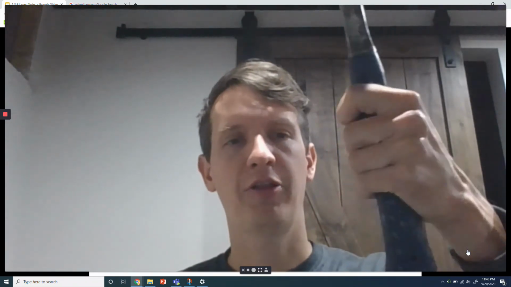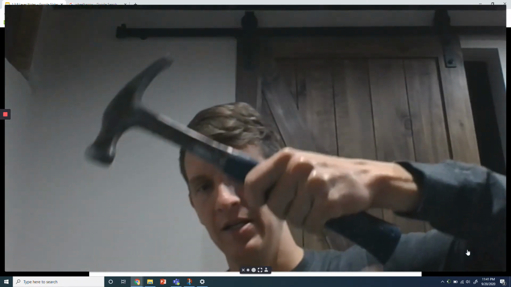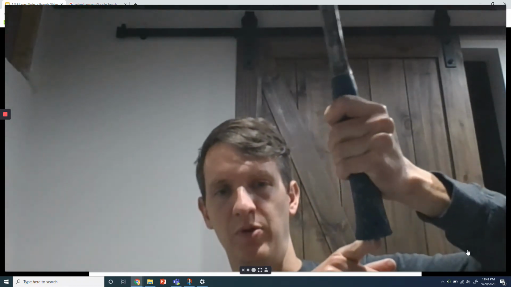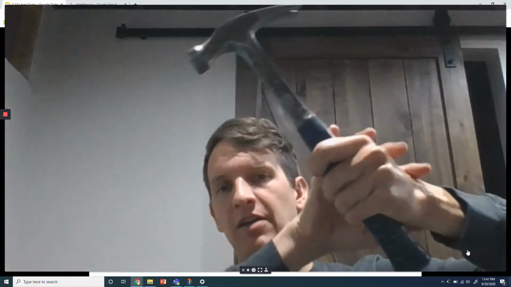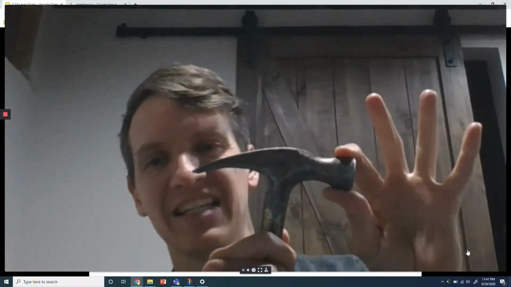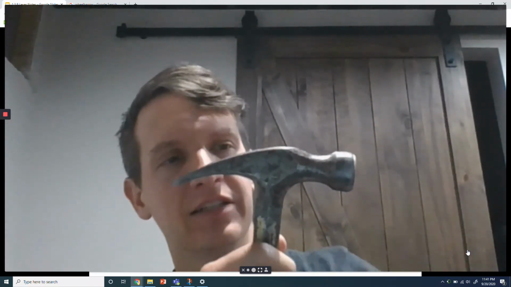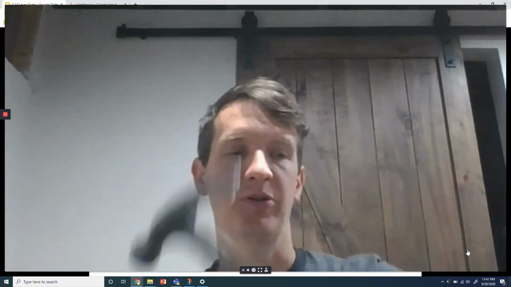Another classic third class lever here is the hammer. If you imagine this, the fulcrum or the pivot point is down here and your effort is here. So you want to get the end of this hammer moving as fast as possible because you need a ton of quick force to drive that nail into something. So this would be a third class lever.